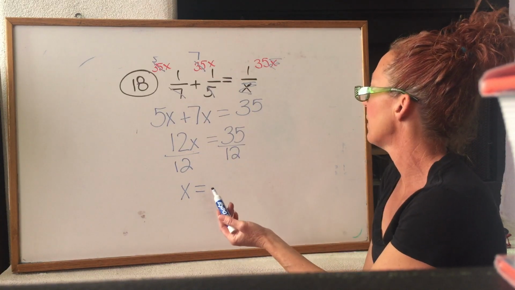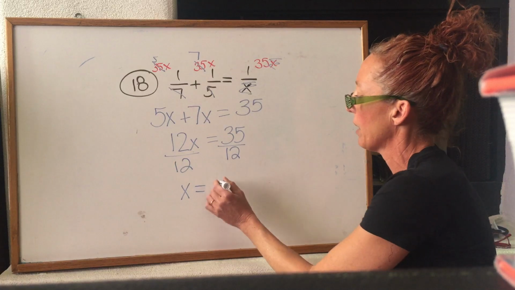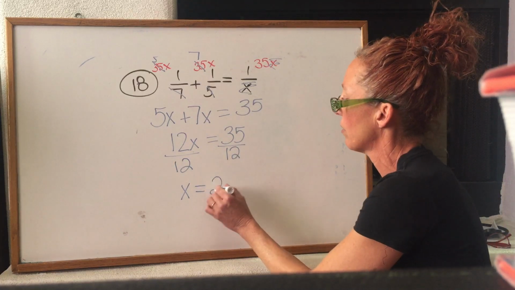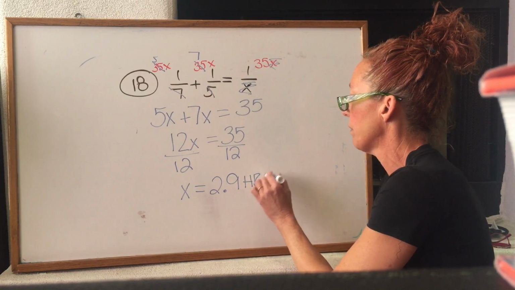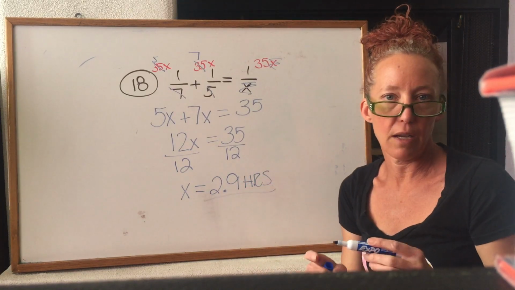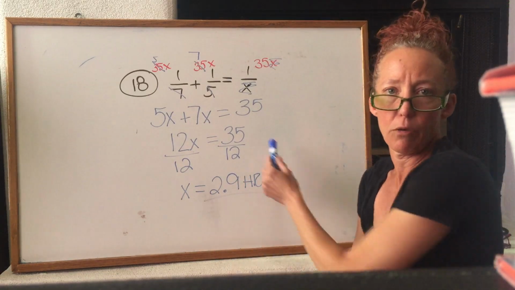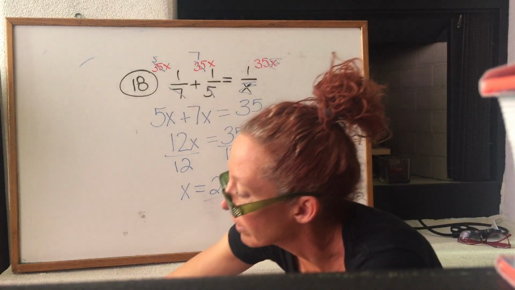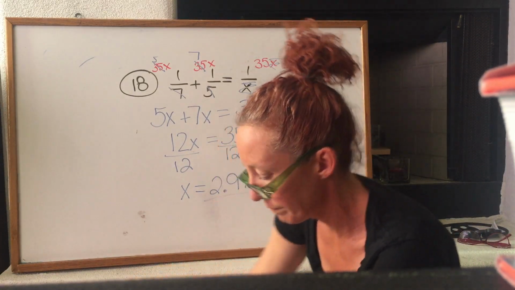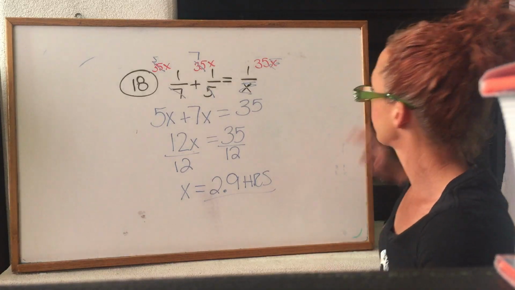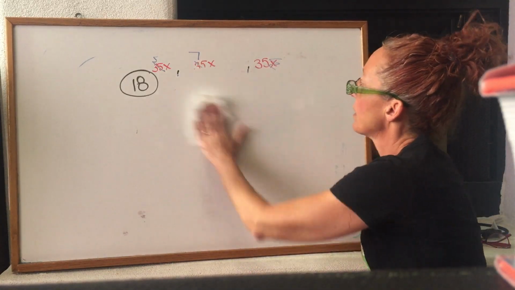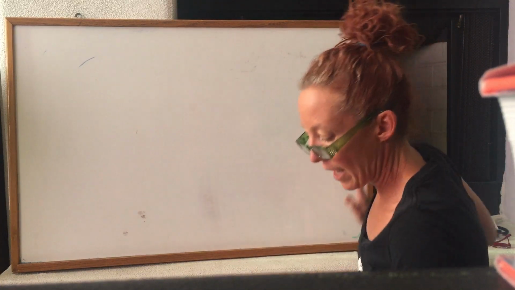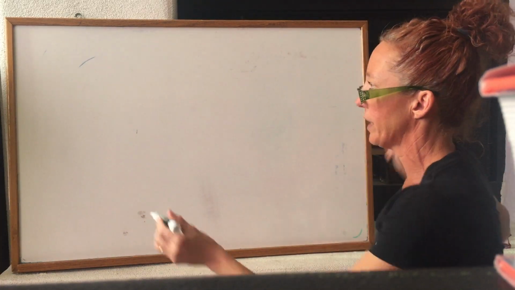12 goes into 36 3 times. Again, I didn't grab a calculator, so 12 must go into 35. I am just going to take a stab that it's 2.9. Correct me if I'm wrong. You can throw that in your calculator on your phone. All right. Similar, but not exact. Remember, you get points for just setting it up.